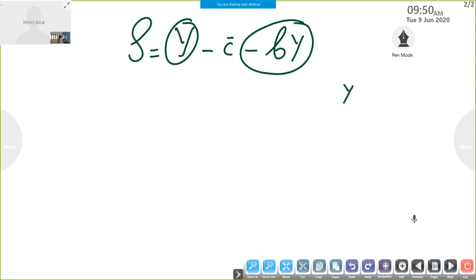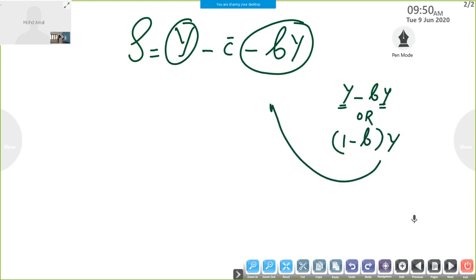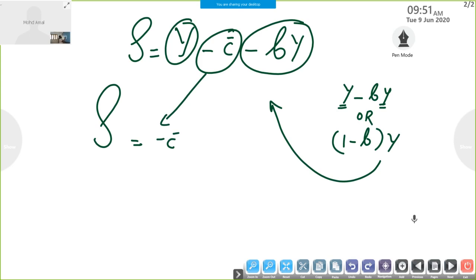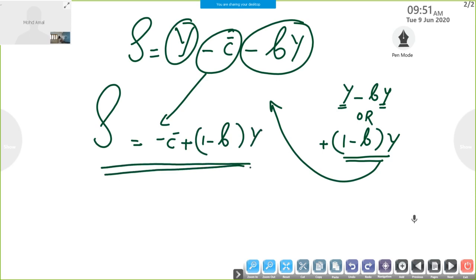Okay, now I am taking out Y and minus bY. This we can write Y minus bY, or because Y is common, we will get 1 minus b into Y. This we can give to this formula. Finally we will get S is equal to, this we have to copy here, minus C dash, then we are taking this one, plus 1 minus b Y, so we can copy this one, plus 1 minus b Y. So this is saving function.